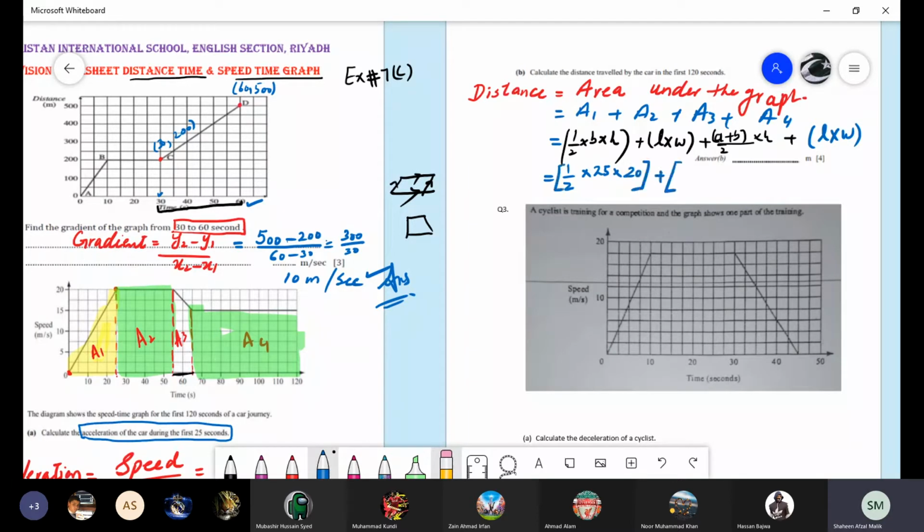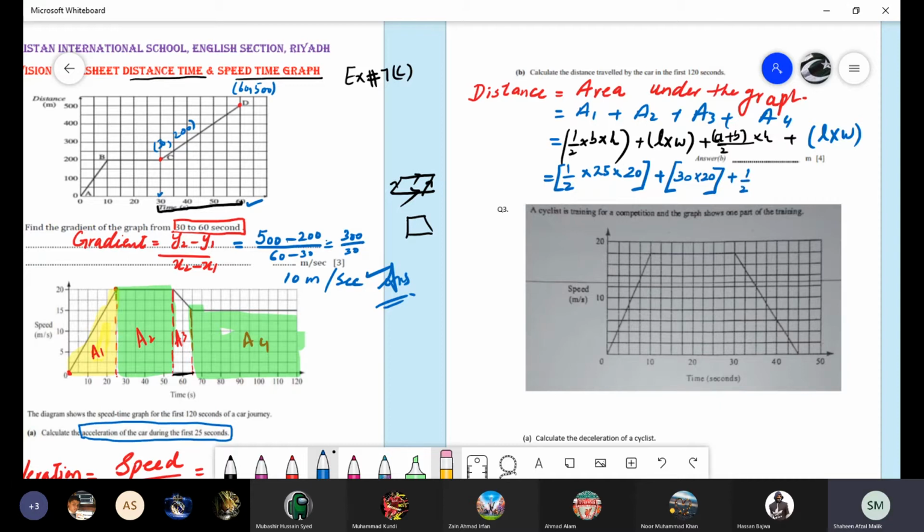Plus, what is the length and width of the second figure? 50 minus 30 is 20. No, we have from this point 55, from 55 to 25. This is 30. Yes. And what is the length up to this one? Multiplied by 20. Let's go to the third figure.